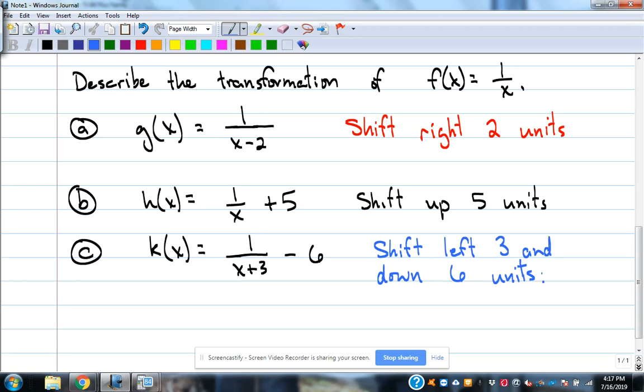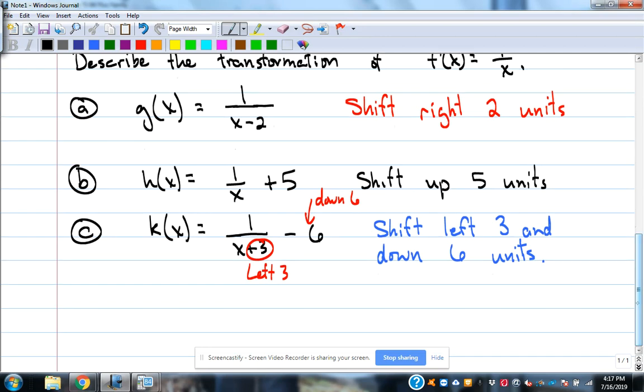Left 3 and down 6 units out of that. So this part's the left 3 and this part's the down 6. Inside is horizontal movement, outside is a vertical movement.